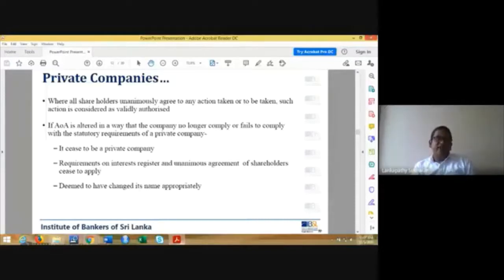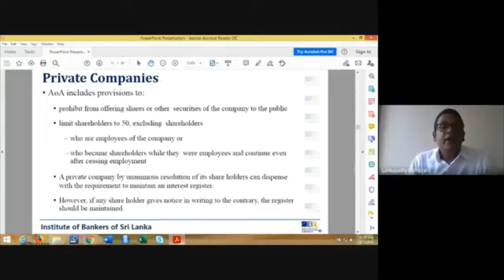And the 6th one is, if the articles of association are altered in a way that the company no longer complies with the statutory requirements of a private company, it ceases to be a private company. The requirement of the interest register and unanimous agreement of shareholders ceases to apply, and it is deemed to have changed its name appropriately. In any circumstances, if a company could not comply with the private company requirements, then that company should not be considered a private company in future. So they have to cease to be a private company.